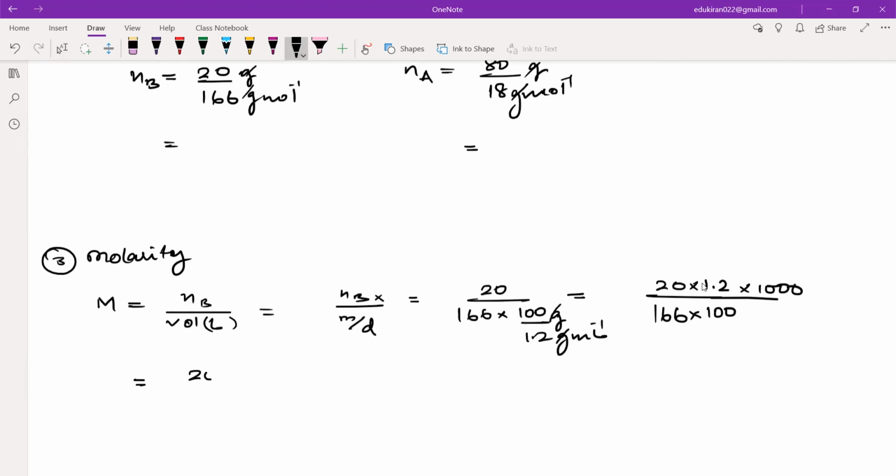So calculate this then. 20 into 1.2 into 1000 divided by 166 into 100. So this and this will get cancelled. You'll get 20 into 12 upon 166 moles per liter.